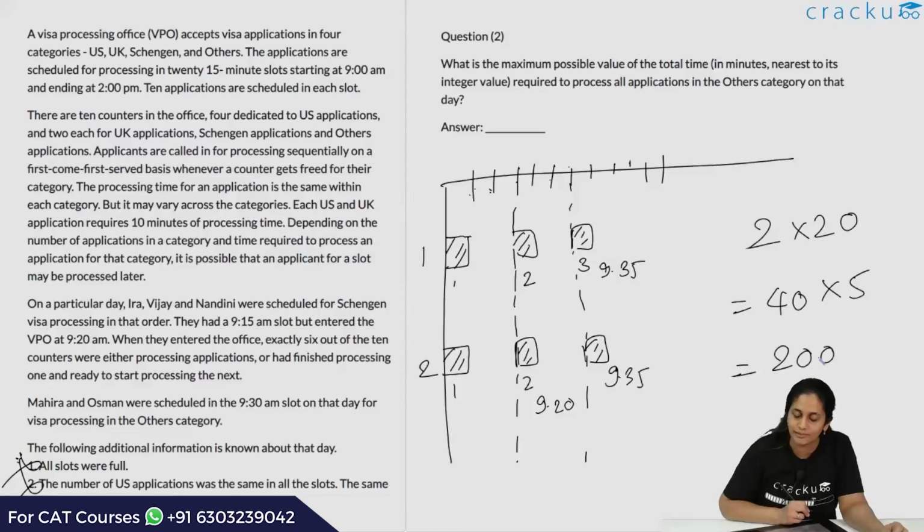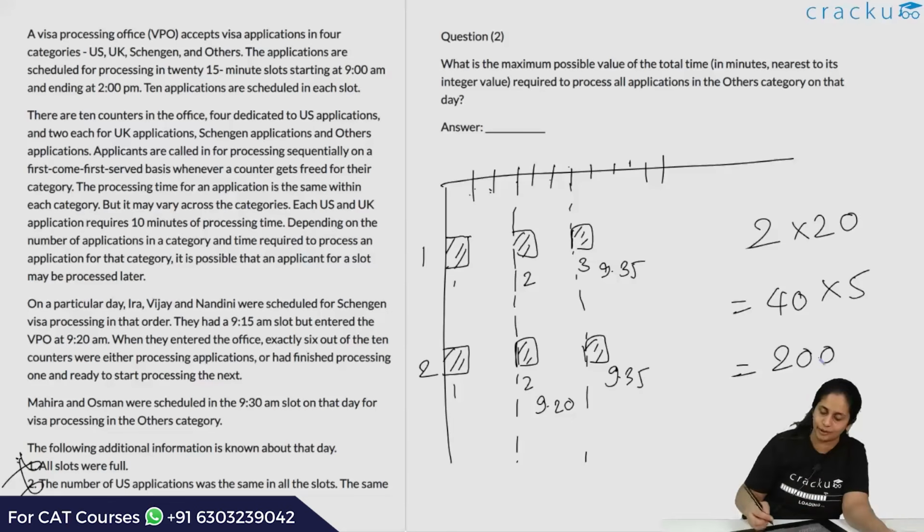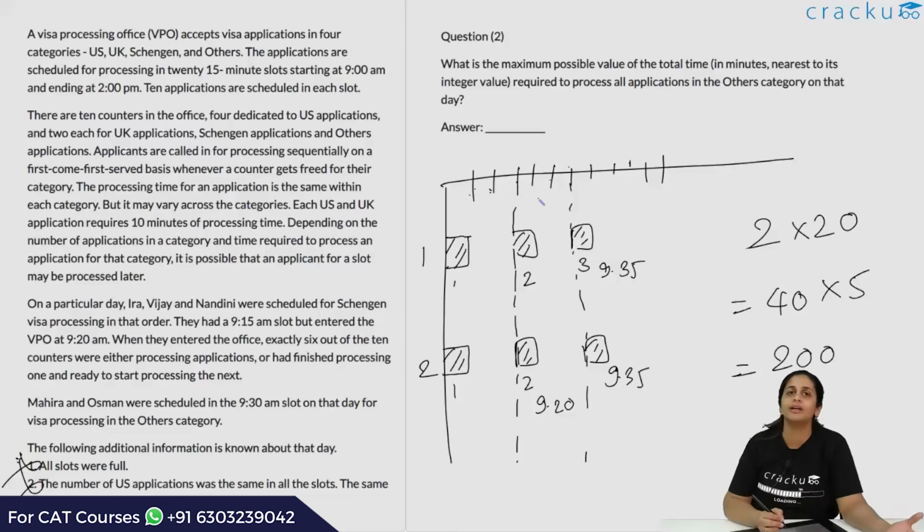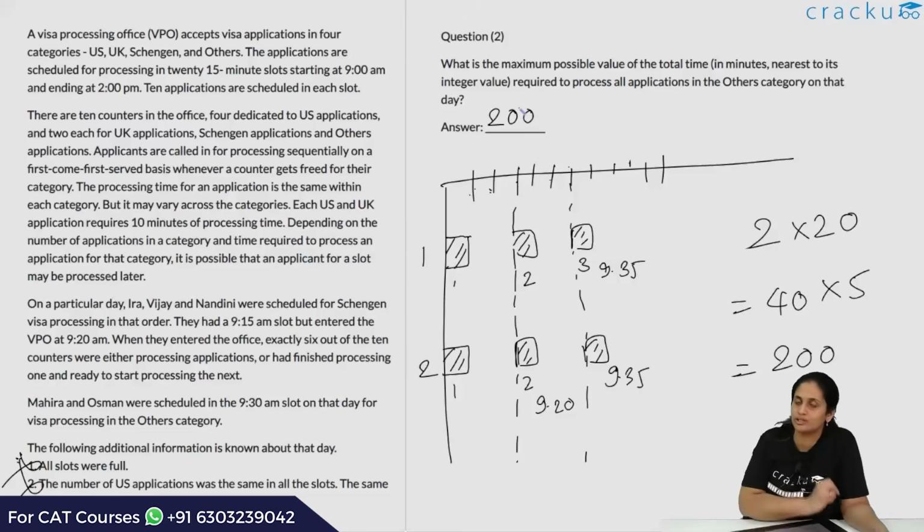So what is the maximum possible total time in minutes required to process all applications in that day? The maximum possible value of total time is the processing time, but not the start and end time, because each of these applications is actually coming after every 15 minutes. But the possible value of total time required to process, the processing time, is essentially 200 minutes. So the answer to this is 200.